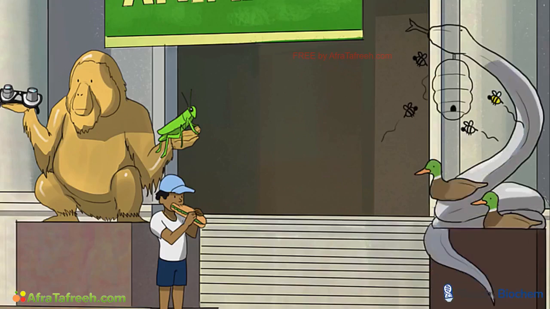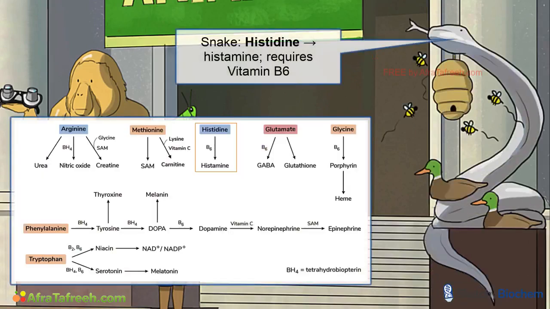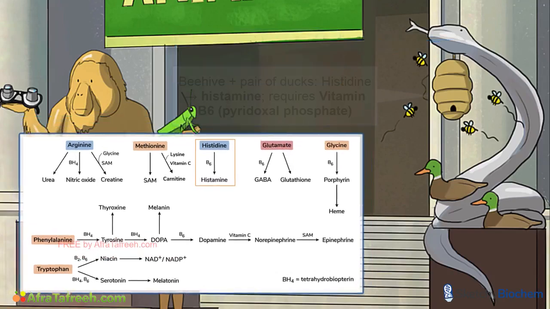The next amino acid we'll talk about is histidine, represented by the snake statue. Histidine decarboxylase catalyzes the conversion of histidine to histamine with help from vitamin B6. You've probably heard of histamine before, especially if you have seasonal allergies. Histamine is involved in the inflammatory response. Basophils and mast cells release histamine in response to foreign invaders. Histamine increases the permeability of the capillaries, allowing leukocytes to enter the site of inflammation.